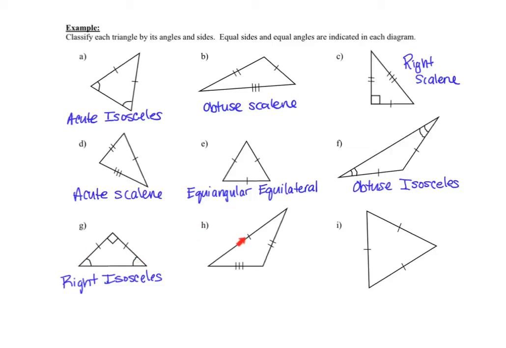We have a long side, a medium side, and a short side. So all three sides are different lengths, and then there appears to be an angle that is greater than 90. So this one would be an obtuse scalene. If you look at letter I, it looks very similar to letter E, so it would also be equiangular equilateral.